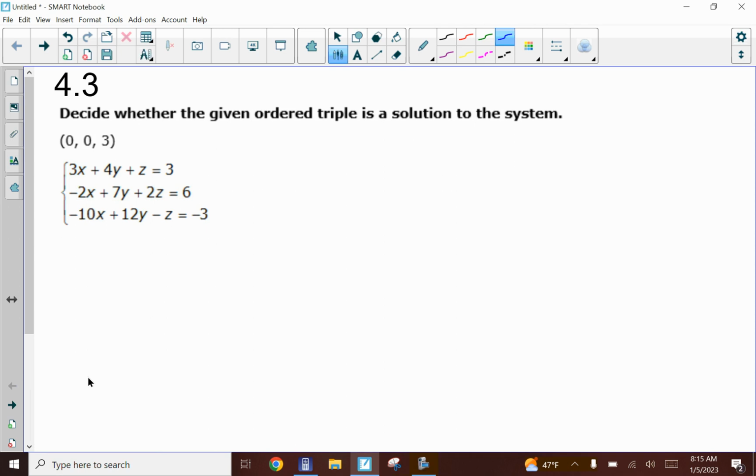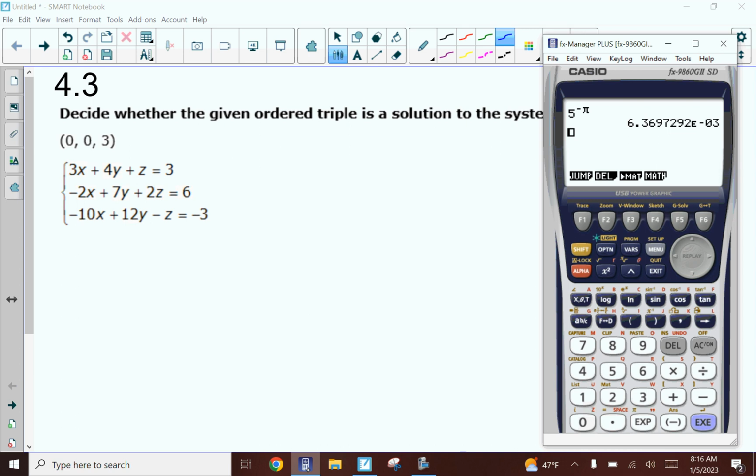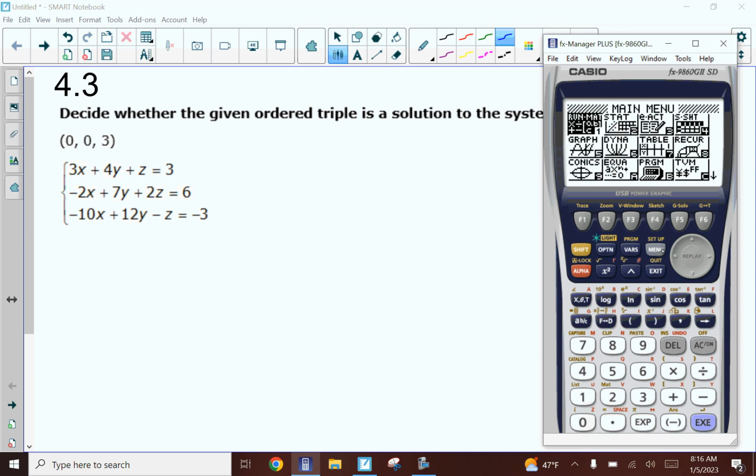Okay, in section 4.3 of the test, we move on to equations that involve three separate equations and three separate letters. Now, unfortunately, Desmos cannot handle that, so we have to use the Casio calculator. In your calculators, you're going to want to go into your menu, and go down to and write 1.